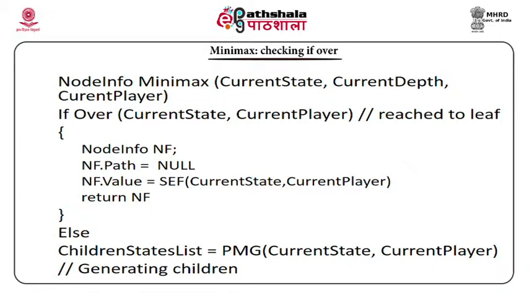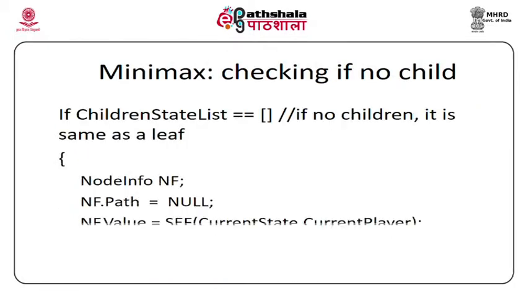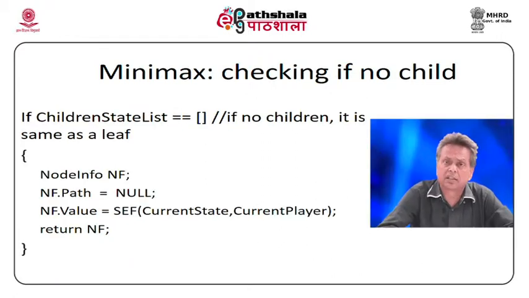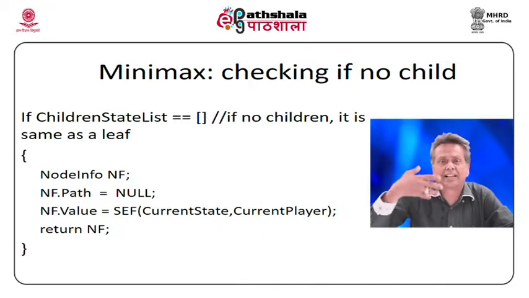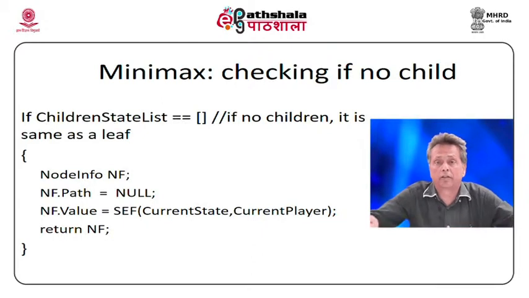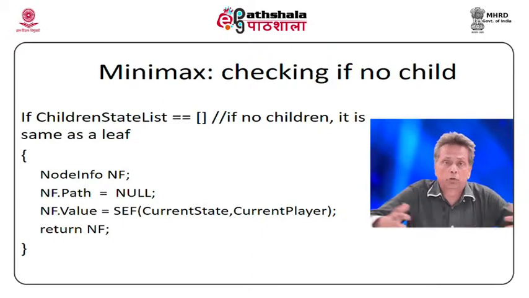If it is not a leaf node, the function proceeds further. It is not a leaf node, what should it be doing? It should generate the children. That is exactly what happens next: calling PMG, and PMG generates children for that particular node. And if the children list is empty, there are no children, what could be the case? The case where you have already reached a dead end, we can't proceed further. It's kind of a draw. In chess, it is possible to have a situation where there is no way to proceed further. So in there you don't have children.